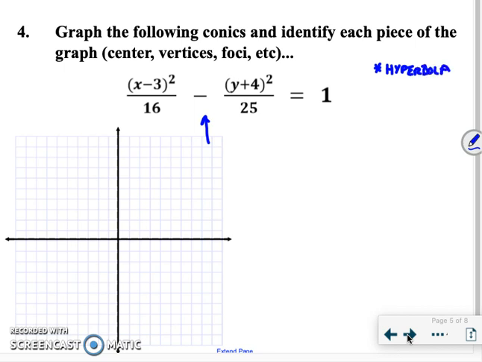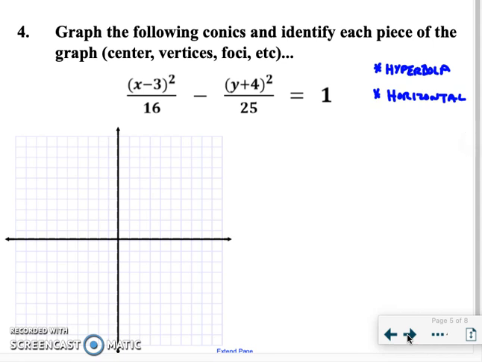So hyperbola is great to know, but we also need to identify whether this is going to be horizontal or vertical. And we're going to say that this is actually horizontal, and the reason is because the x squared term comes first. It is positive. X squared is positive, y squared is negative. So for that reason, if the x term came first and the y term came second, then we know that we're going to have a horizontal hyperbola.